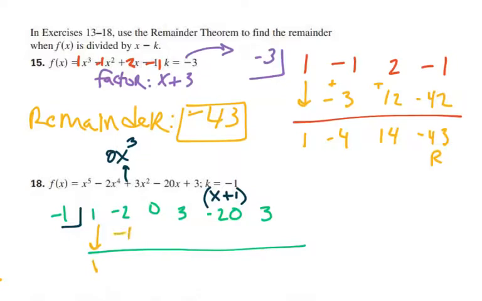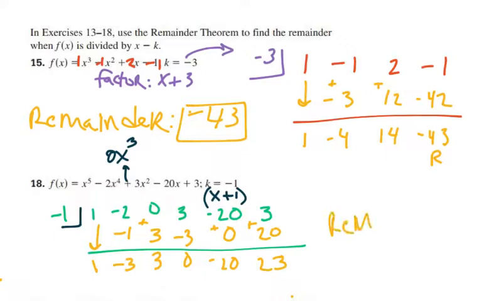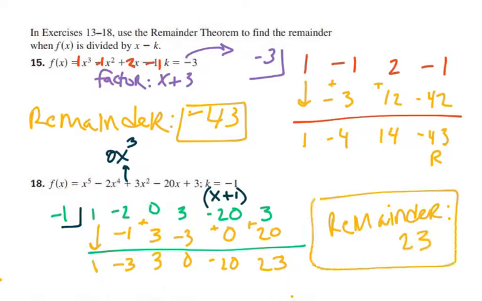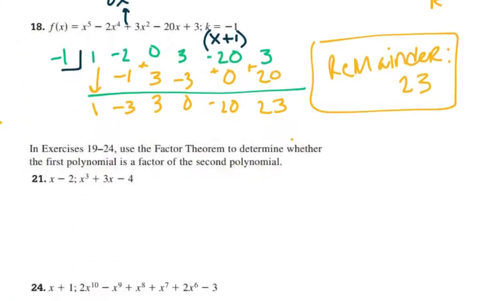So bring down your 1, negative 1, perfect, add them together, woohoo. Negative 3, 0, woohoo. Negative 20 plus 0 is negative 20, and then 3, so 23 is our remainder. Yes, it is. That's a bad 23. Having issues on my iPad writing 2's. We'll go with it. Alright.